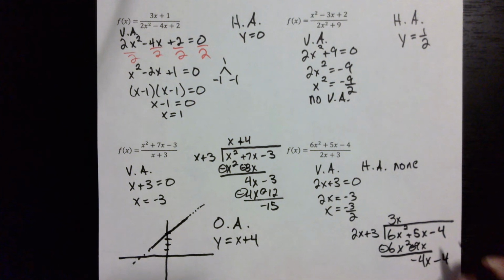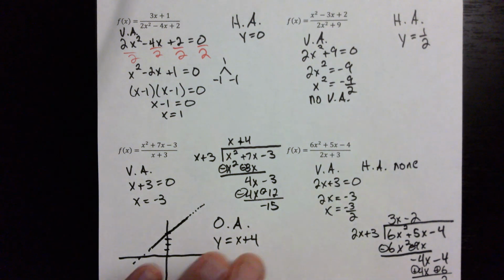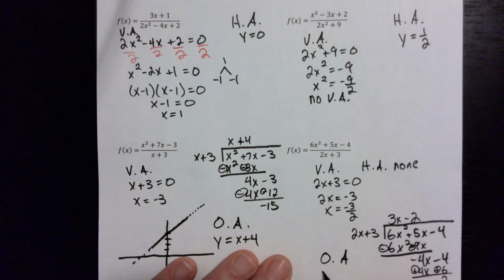This one turns into -4x. Drop your next term. Do it again. What do I multiply 2x by to get -4x? It's -2. And we know we don't have to keep going, but I'll keep going anyways, just to finish up the problem. So that's -4x, and it would be a -6. Okay, change the sign. They're both negative, so make them positive. And that's going to give you a remainder of 2. But again, that doesn't matter. Our oblique asymptote is y is equal to 3x minus 2.